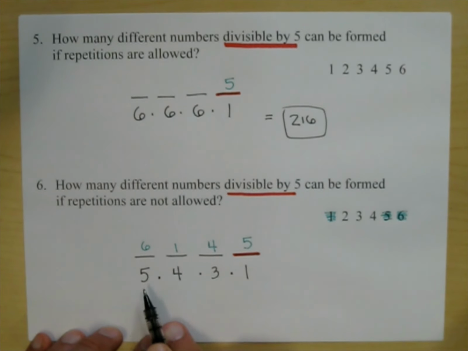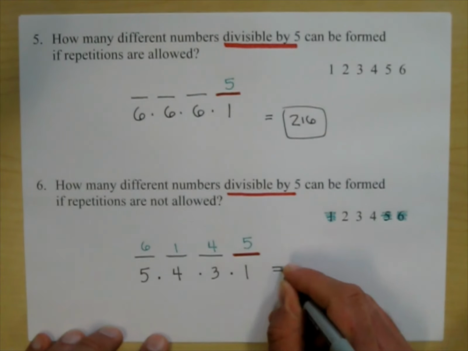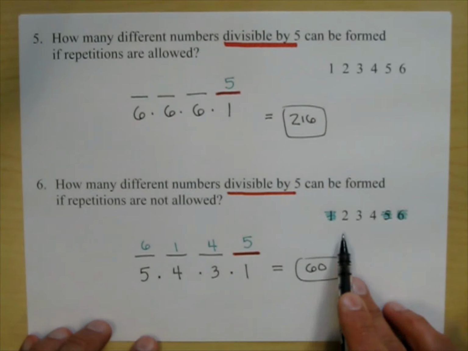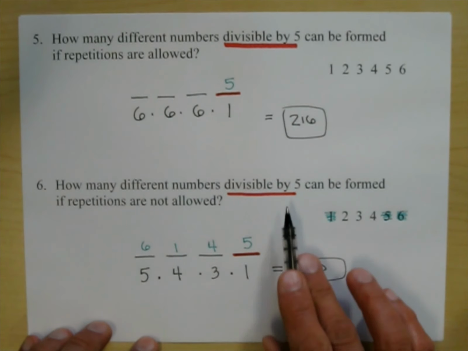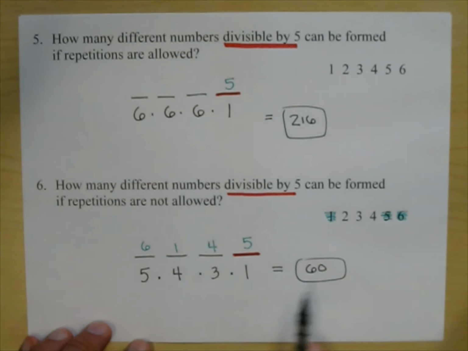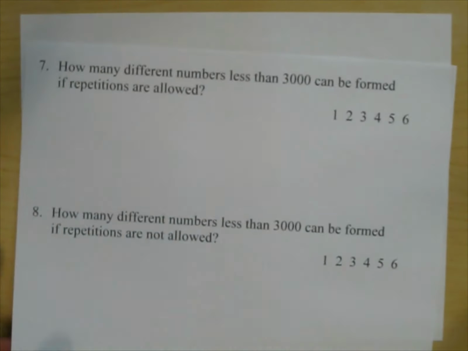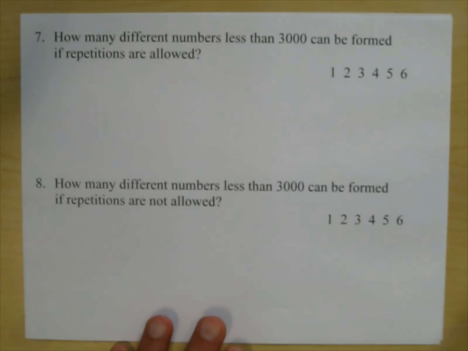So to get my final answer, I'm going to go 5 times 4 times 3 times 1. 5 times 4 is 20. 20 times 3 is 60. So there are 60 four-digit numbers from these digits that are divisible by 5 and reps are not allowed. And one of these 60 numbers happens to be this green one here, 6,145. Let's go ahead and see if we can do the next one. And maybe you can pause the video and see if you can do these on your own.